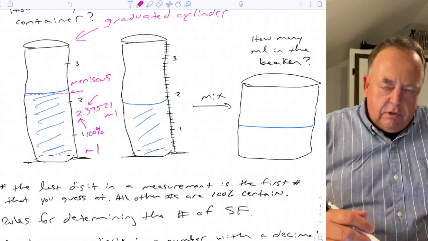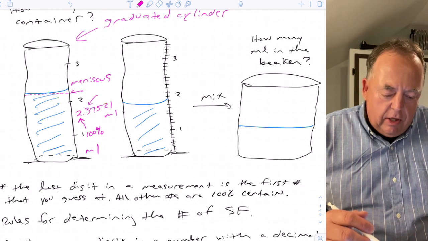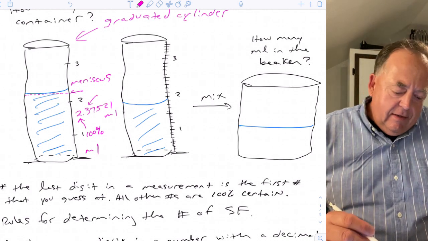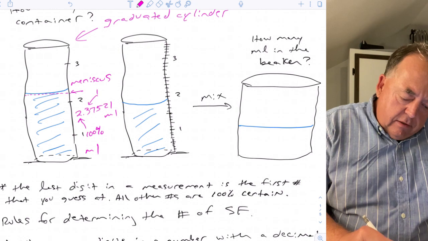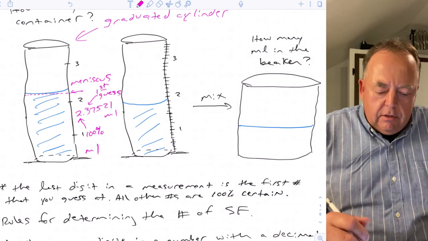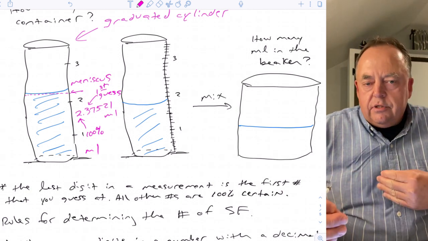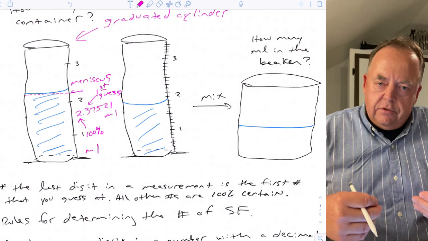And I would hope you would say no. That's kind of a guess, right? That's just how good can you eyeball it. So that is our first guess. When you make a measurement, the way you should report the number is all of the numbers that you're 100% confident in plus your first guess.